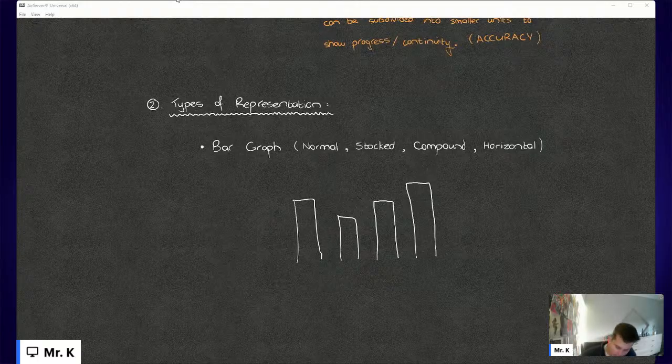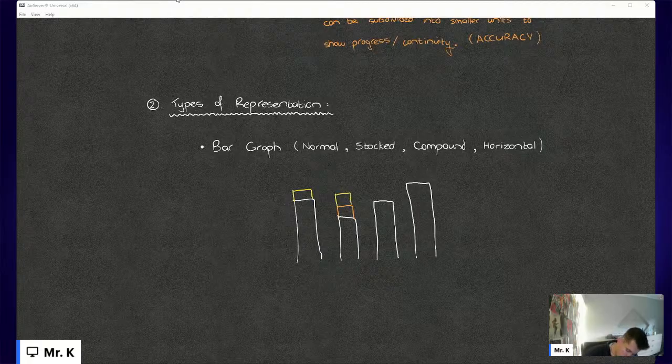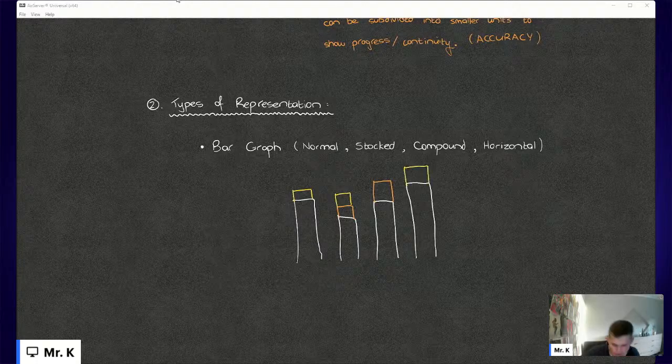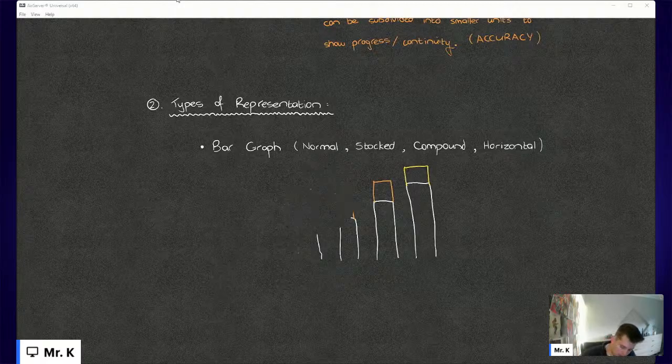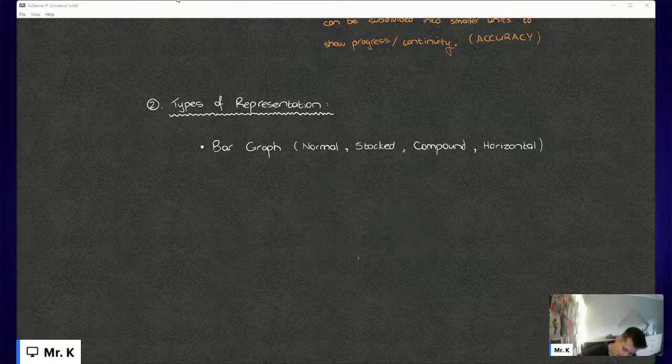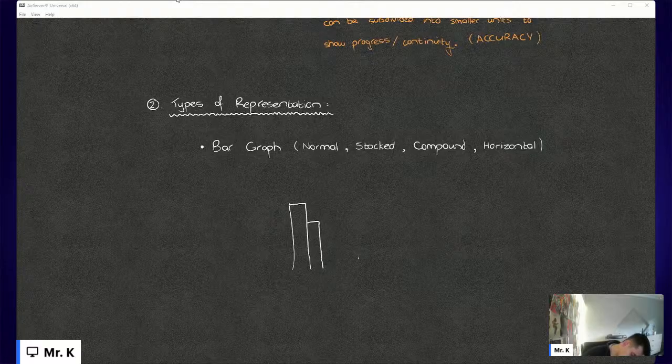A stacked bar graph means that we would have little pieces stacked together to create our bars, right? And these different stacks would represent different values or concepts. And finally, a compound bar graph would mean having bars that are paired with one another, right? So for example, we could have a bar graph that looks something like this.